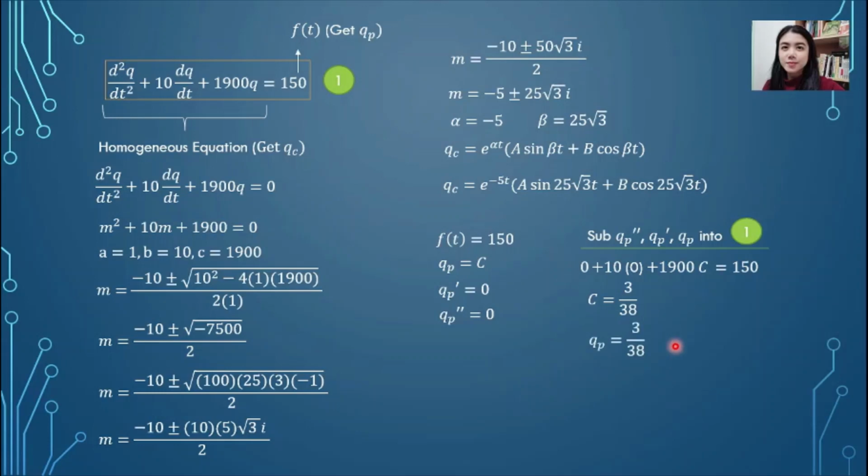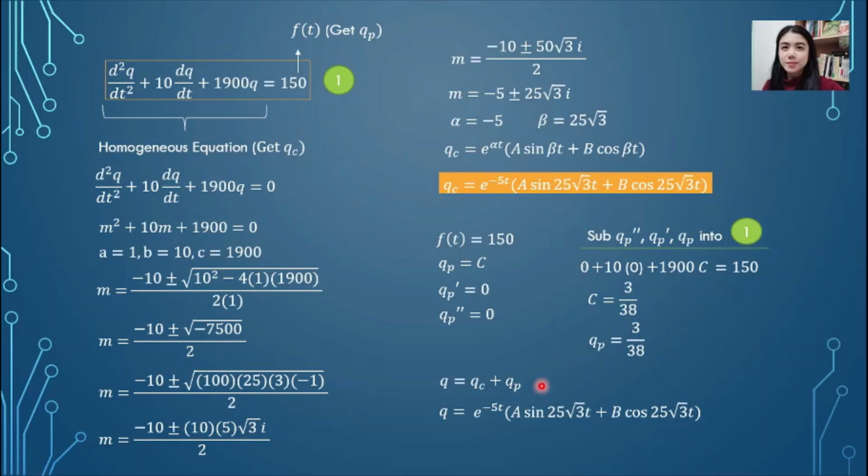Now the next step is we need to write our general solution. Your general solution is Q equal to QC plus QP. So Q is equal to your QC. What is your QC? Your QC is this one. Let's just substitute into here, plus your QP, which is 3 over 38. And now we have our general solution for this RLC circuit.